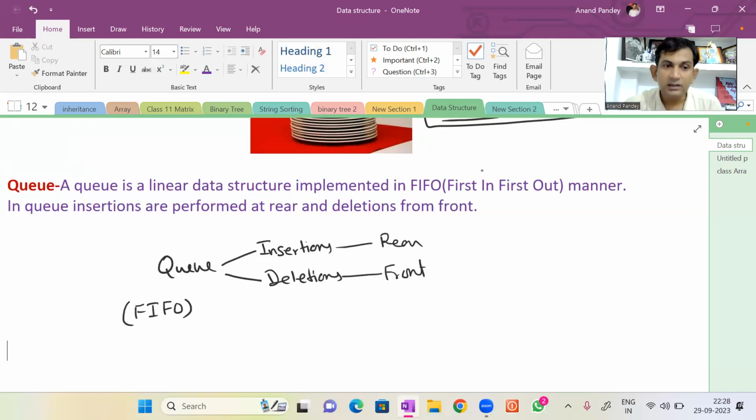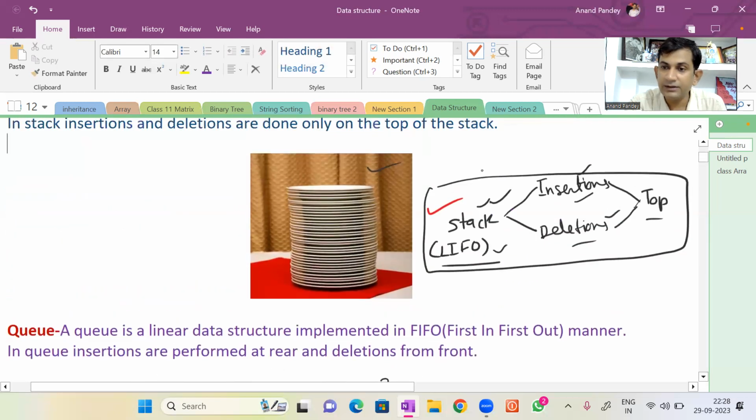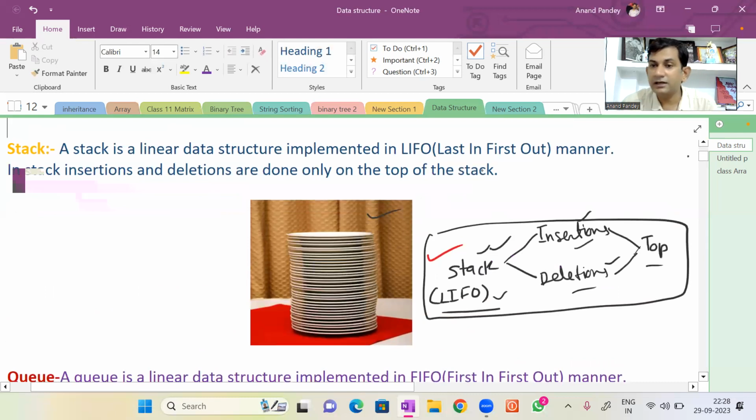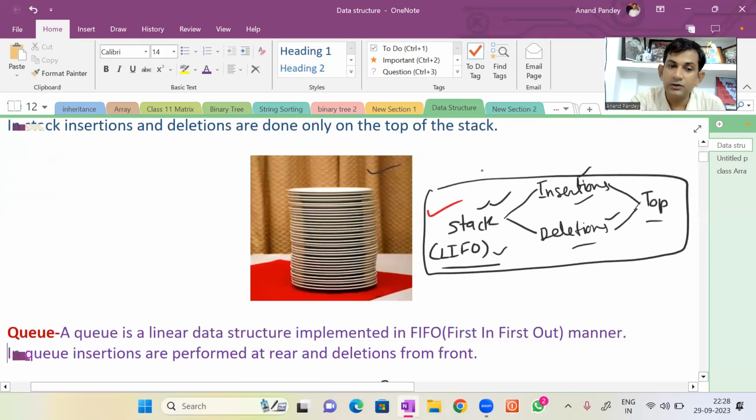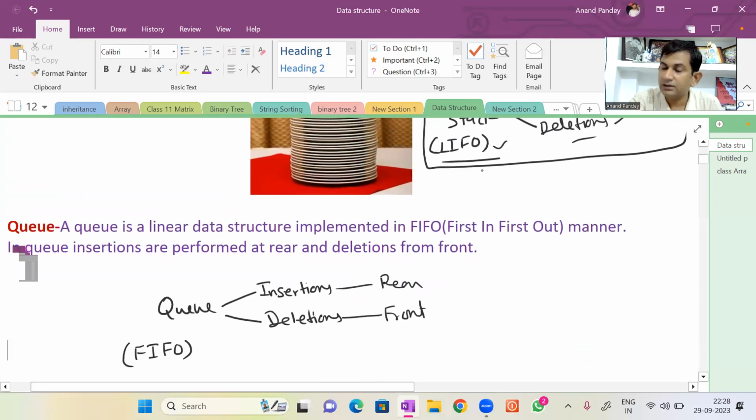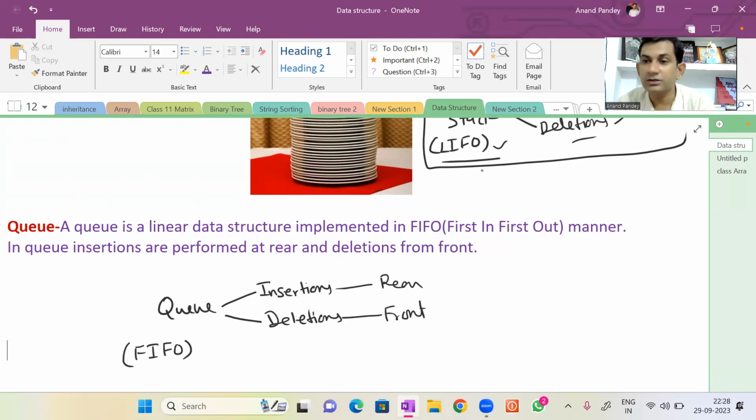Again, I'm repeating: a stack is a linear data structure implemented in LIFO manner, last in first out, and here insertion and deletion, both operations, are performed at top only. And the queue is also a linear data structure. It is implemented in FIFO manner, first in, first out, and here insertions are performed at rear and deletions from front. So this is the definition, introduction of stack and queue with example.